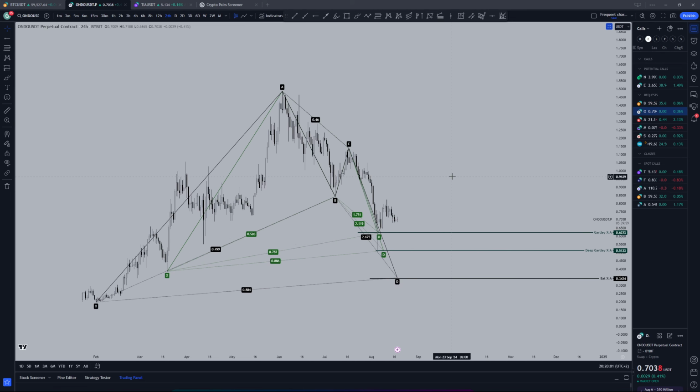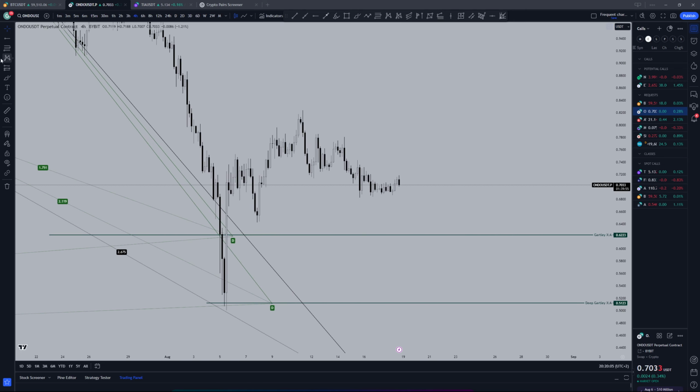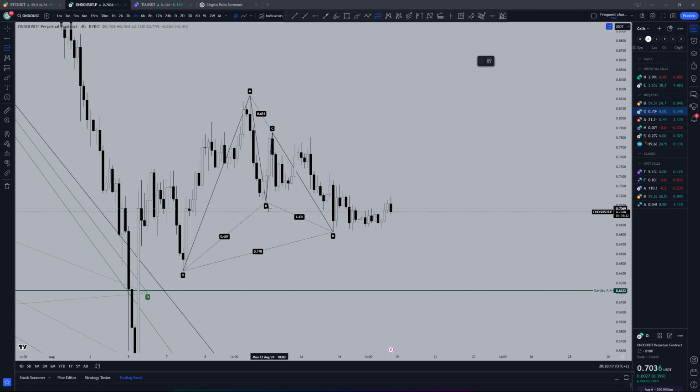So these will be my high time frame levels on Ondo. And if I were to zoom in, I think the Gartley was somewhere over here, right? Yeah, we had a nice touch of that over here. And I think this was a B to C extension. It was also a good example of why I like drawing my PRZs manually.